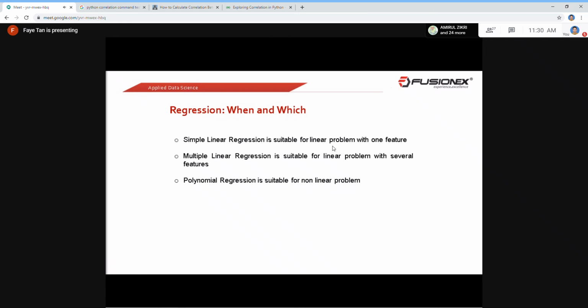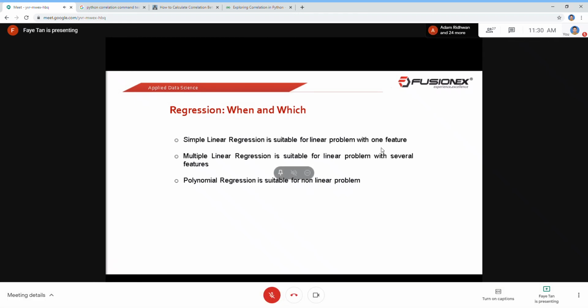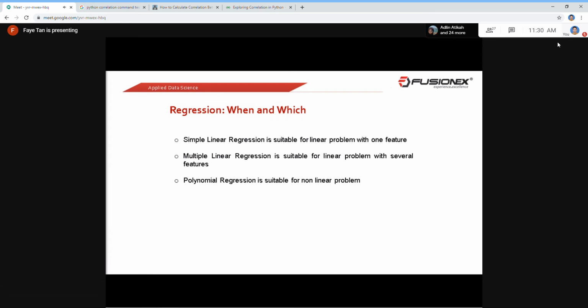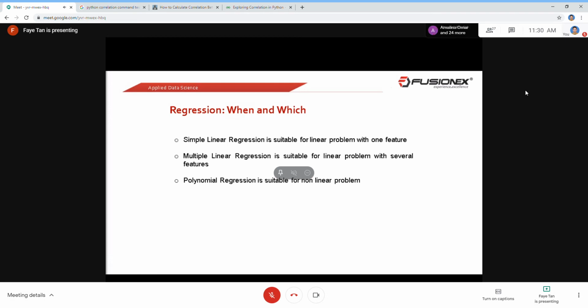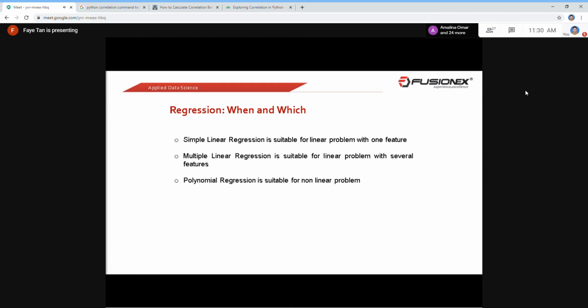The fitting is not a straight line anymore. It's going to have some curve, turning, and then you can decide your degree. It can be degree 2, 3, 4, and so on. But do not put too high a degree, because too high a degree may cause overfitting.